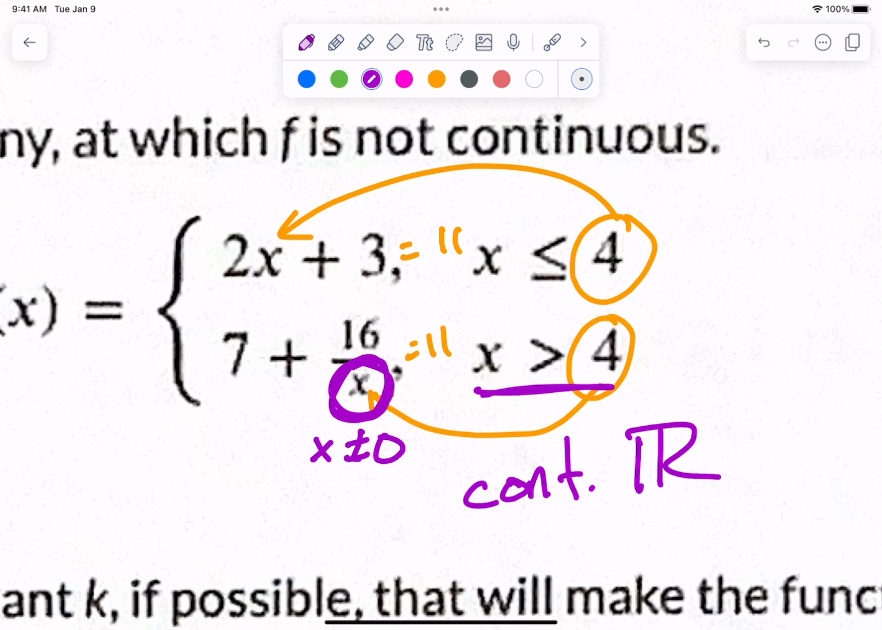Okay. So the fact that it comes out to be 11 on each one means that it's filled in, right? Makes sense? Okay.